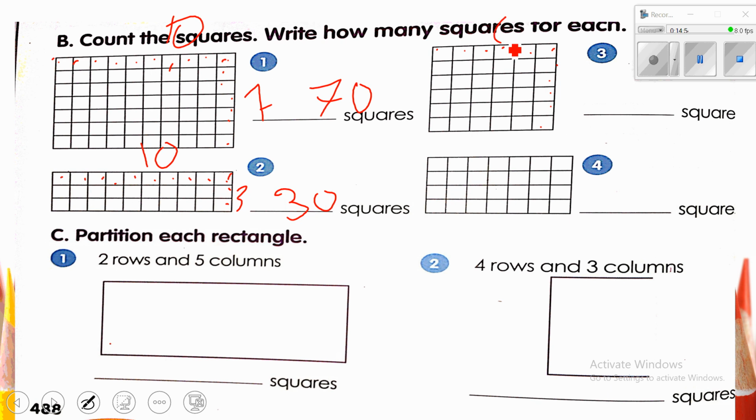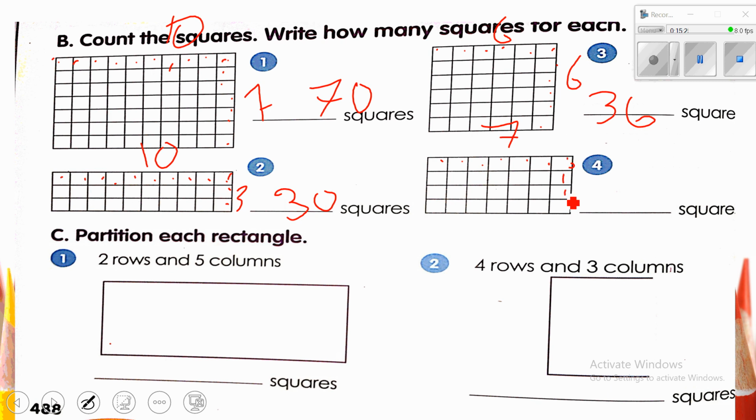6. 6 times 6. Let's call the strategy for 6. Call 5, skip by 5, open 6 fingers and skip by 5. 5, 10, 15, 20, 25, 30, plus 1 group, 30 plus 6, 36.